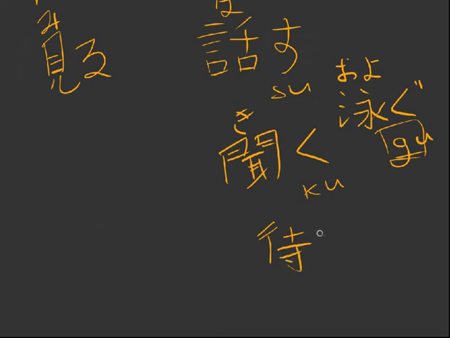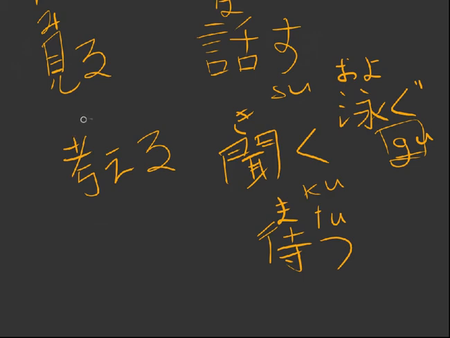One more simple example. Matsu, which is to wait. Again, no problems there. That's tsu, a u verb. Okay, kangaeru. Think about this. Kangaeru. Okay, this is an e sound, so that makes it a ru verb.